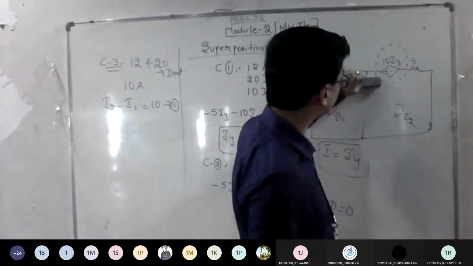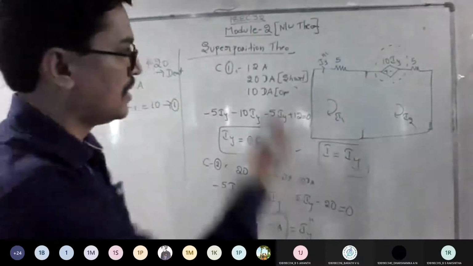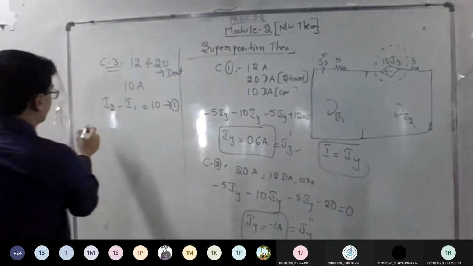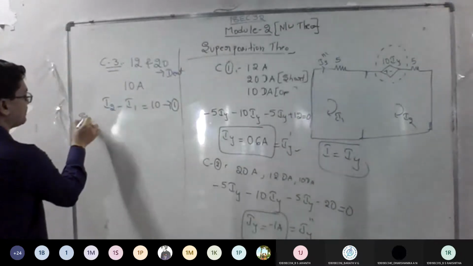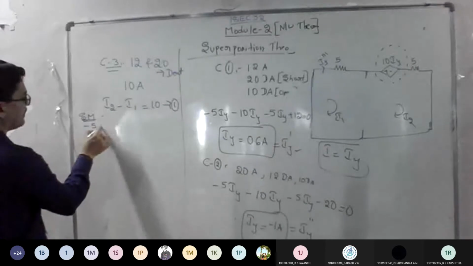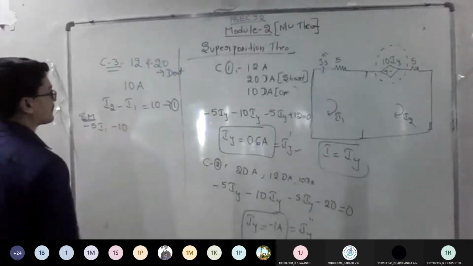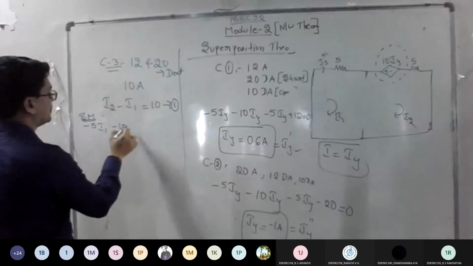Then what is the next thing I should do? I need to eliminate this. So you have to calculate two unknowns, so two equations now. Apply mesh equations. I am applying for the super mesh. So for the super mesh, minus 5 I1. Okay? Then minus 10 Iy.